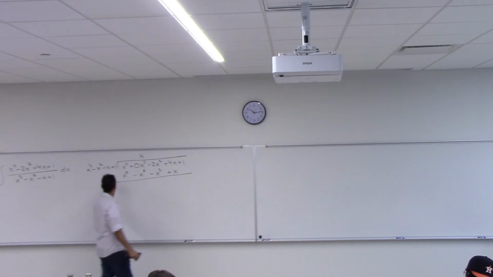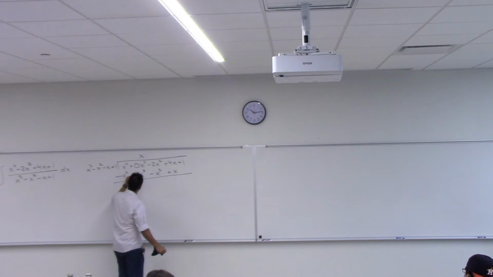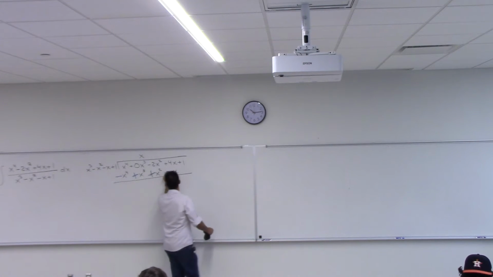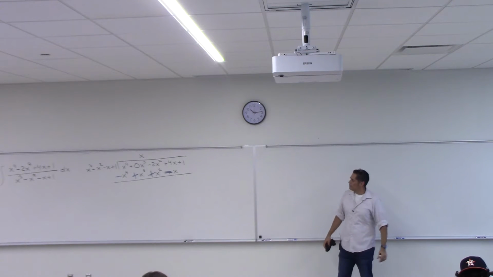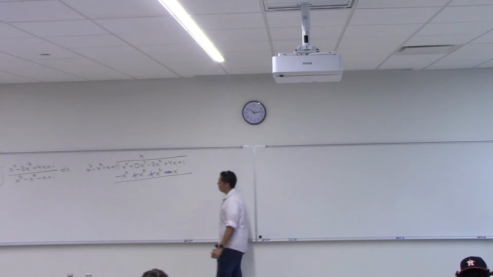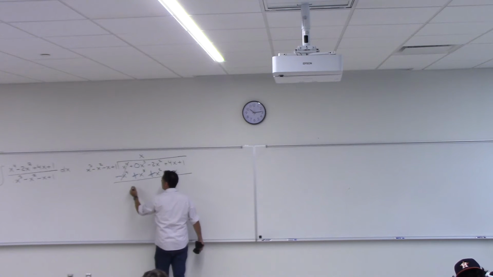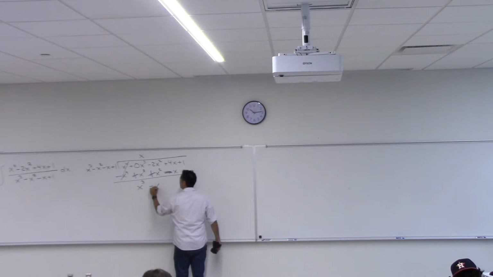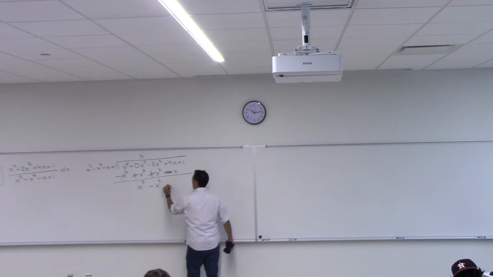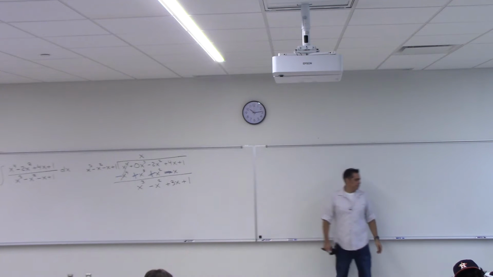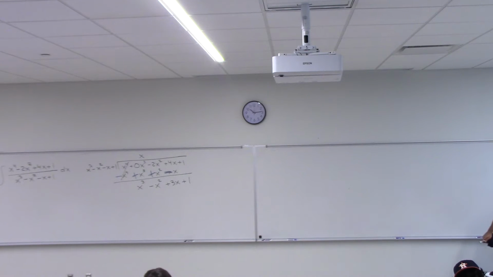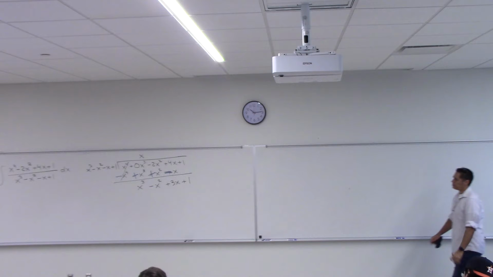Subtraction changes the signs. Minus, plus, plus, minus. The x to the fourth goes away. I have an x cubed. I have a minus x squared, a plus 3x, and a plus 1. Are you all in agreement so far? Can I keep going?